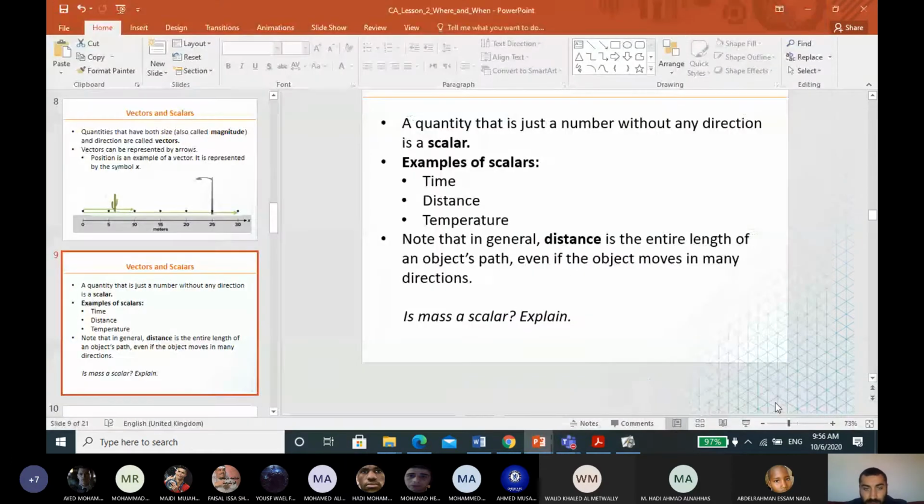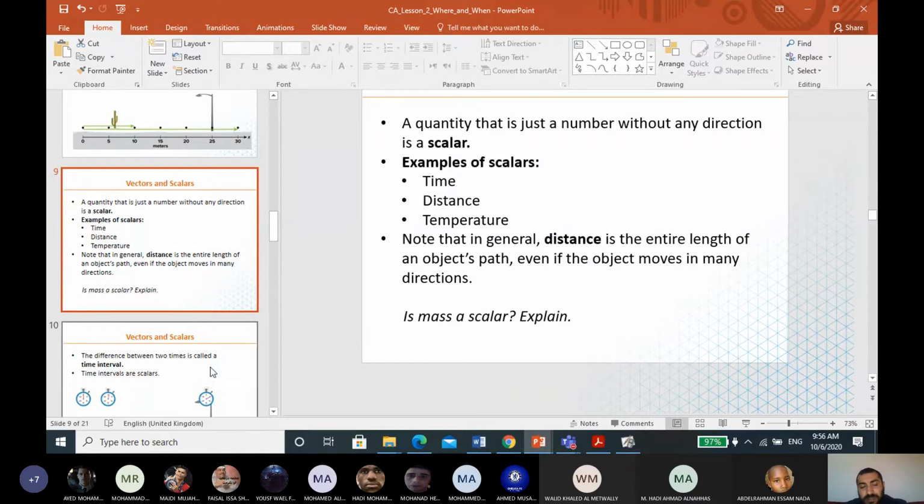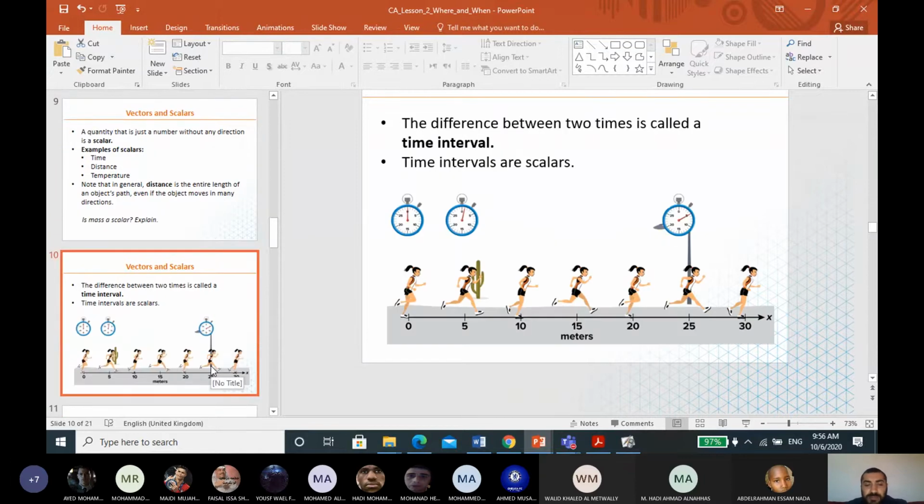So here are the differences. Examples of scalars, guys: time, distance, temperature. And some examples of vectors: we can say displacement, we can say velocity, and you will see what is velocity, and you know what is velocity. Okay, so now we all know the difference between two intervals. We call it time interval. Time interval is a scalar because there is no direction for a scalar.